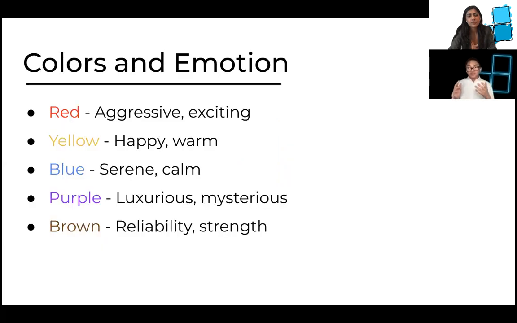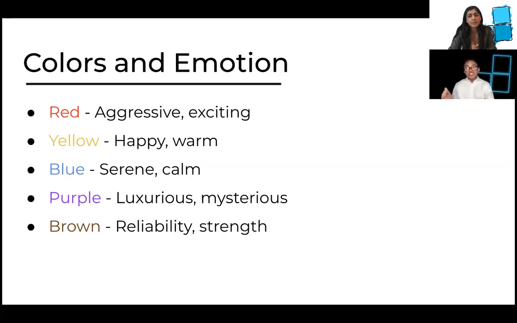On the topic of color, colors have emotions associated with them that you should definitely use to your advantage in your presentations. Here are some examples. Red is often seen as aggressive, exciting, and passionate. Yellow is nice and happy and warm. Blue is serene and calm. Purple is more luxurious and mysterious. And brown represents reliability, strength, and a certain earthiness. You can notice the use of color for emotions when you look at cartoon characters and mascots in advertisements.